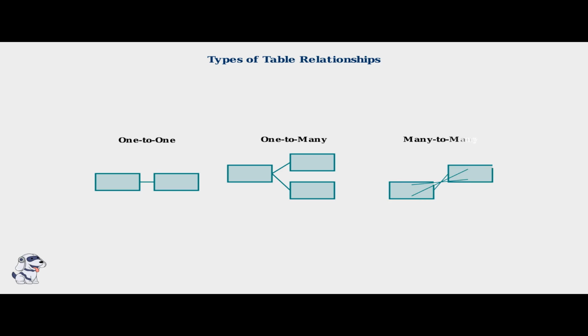In relational databases, tables don't exist in isolation. They are connected through relationships that help organize data efficiently and maintain data integrity. There are three main types of relationships between tables: one-to-one, one-to-many, and many-to-many. Each type serves different purposes in database design.